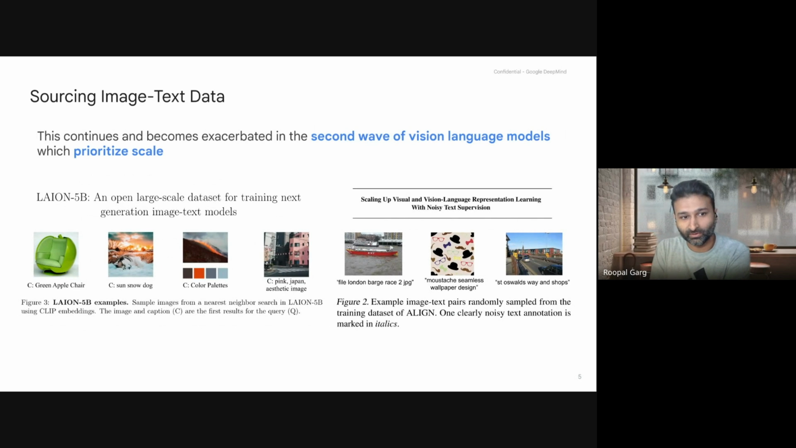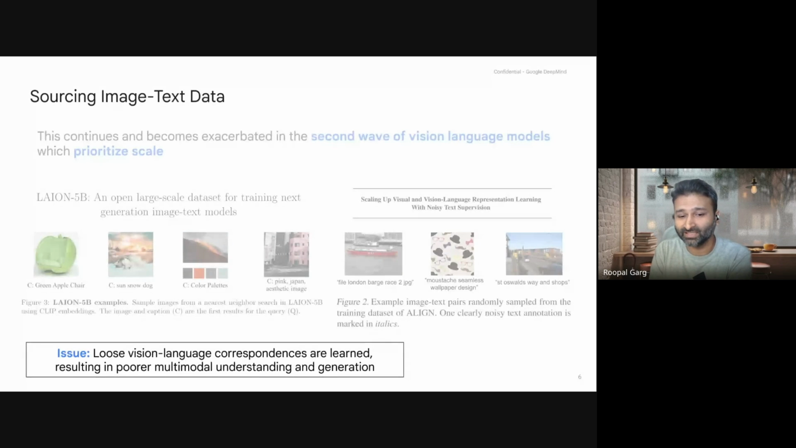In the second wave of visual language models, when the scale increased from tens of millions to hundreds of millions to even billions, it started being a bigger problem, specifically for tasks like generation. To some extent, this was deemed intentional, where you had papers like ALIGN, which said we specifically trained from noisy text supervision, which helped them for tasks like alignment, but for tasks like generation and understanding, this was deemed a problem.